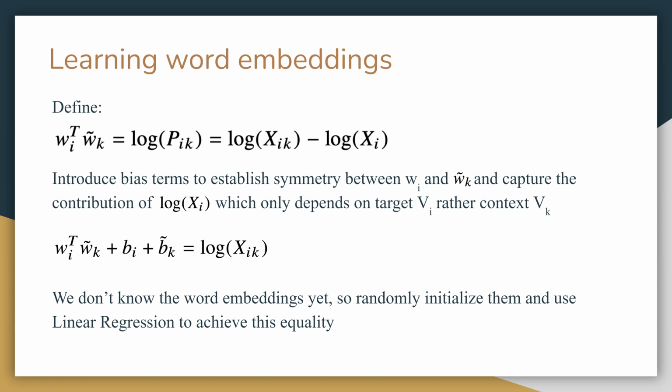One issue here is that the denominator of P_ik only depends on the target word w_i rather than the context word. Thus, it is incorrect to expect the dot product of their embeddings to capture the denominator term. To deal with this, we introduce a bias term b_i associated with the target word, as you can see in the equation. We also include a bias term b_k to retain the symmetry between the target and the context embeddings. This gives us the second equation on the slide.